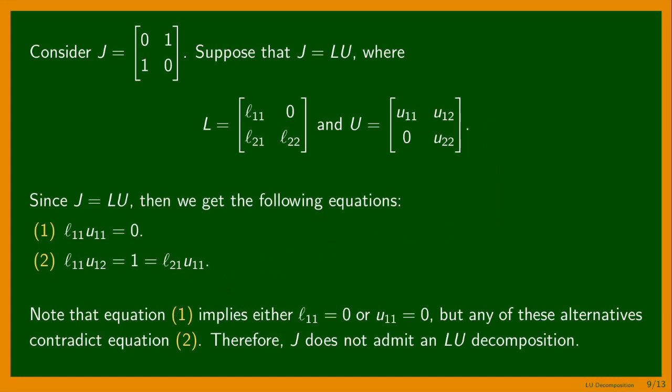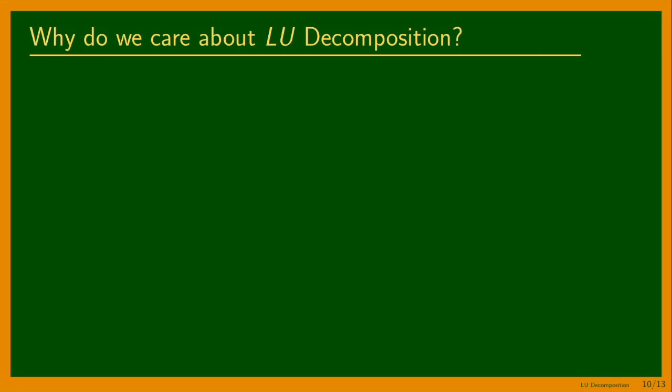So, first of all, why do we care about LU decomposition? Why would we want to know whether a matrix can be factored as a product of a lower triangular matrix and an upper triangular matrix? Well, because knowing that A is a product of a lower triangular and upper triangular matrix makes solving linear systems easier or faster in terms of computational algorithms.